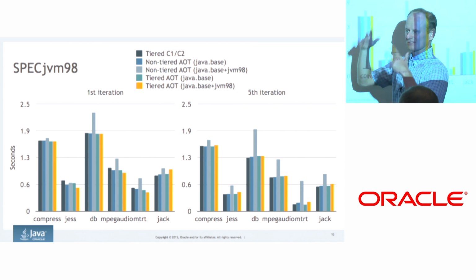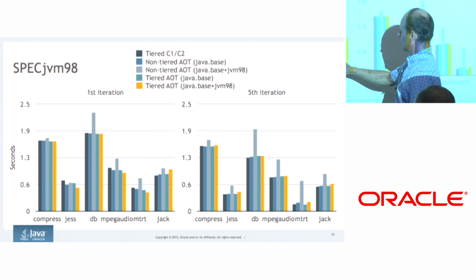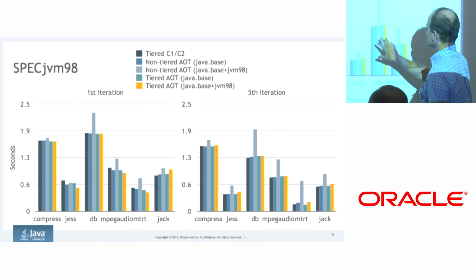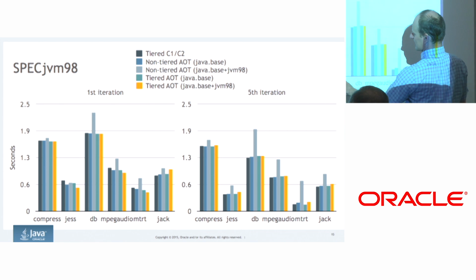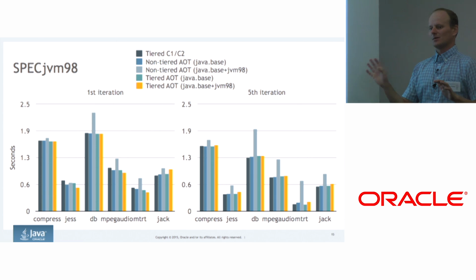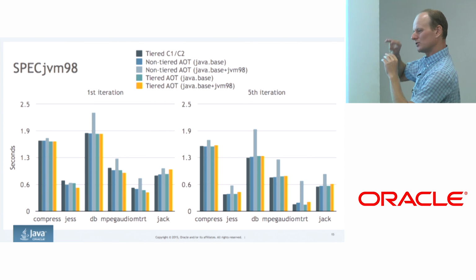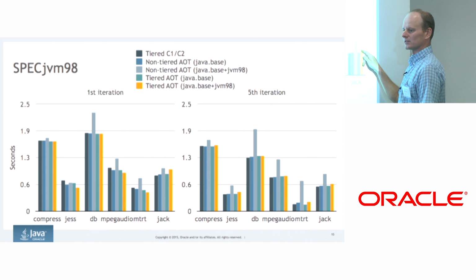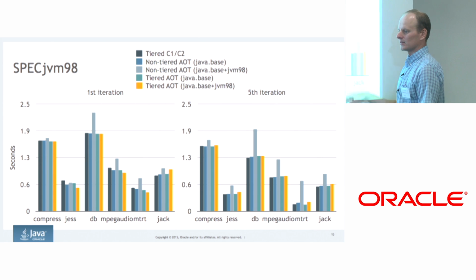I couldn't run javac because it just breaks all over the place. We are faster in the first iteration. And then when we go to the fifth one, we are slightly slower, which is about the same as I was talking about before. It's this 5 to 10% that we lost somewhere. So I'm pretty sure if we can fix that problem, we hit the same performance.